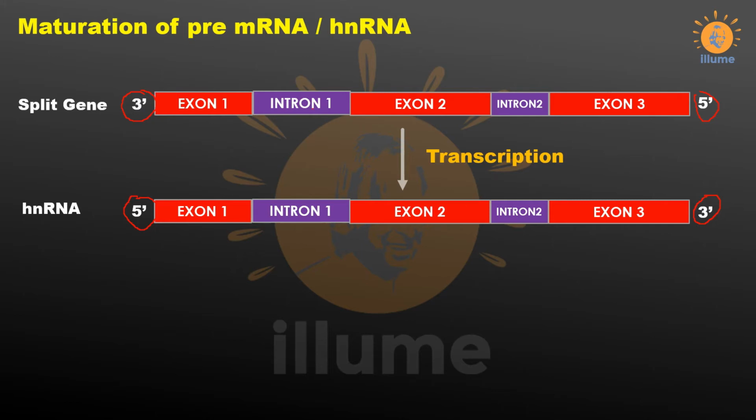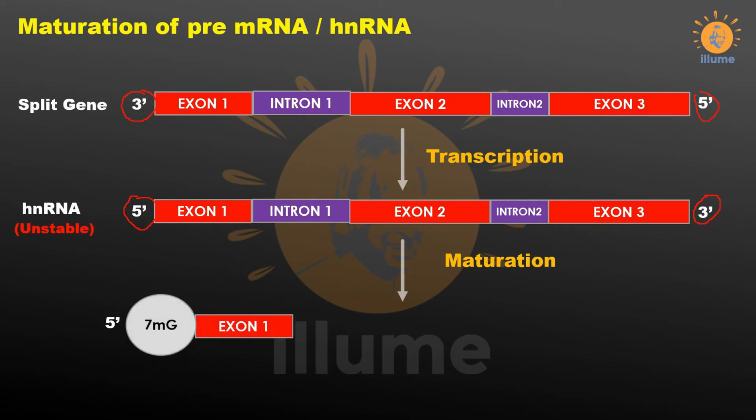So if I start with the maturation process, first of all, what happens at the 5' end of hnRNA? A cap of 7-methylguanosine is attached at the 5' end. 7-methylguanosine is chemically modified GTP, guanosine triphosphate. It is a nucleotide, but an unusual nucleotide. The usual nucleotides are A, T, G and C. Guanosine is a usual nucleotide, but methylguanosine is an unusual nucleotide. So this is 7-mG, 7-methylguanosine, which is attached at the 5' end.